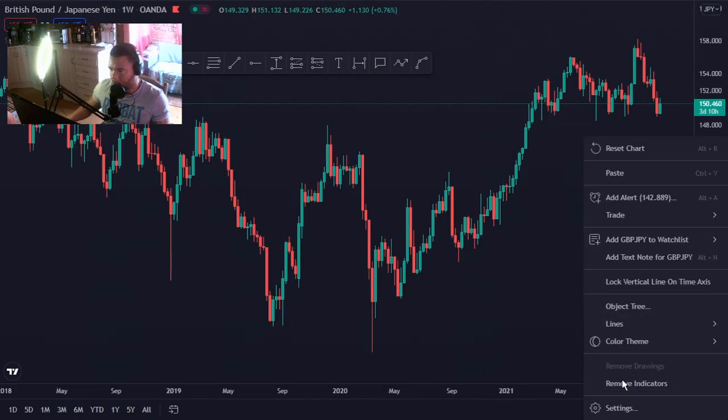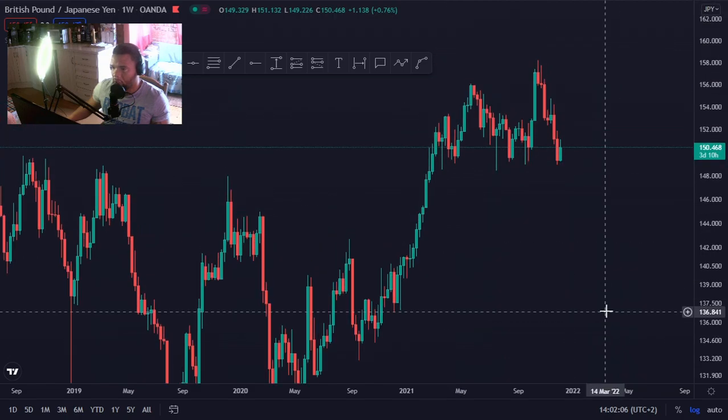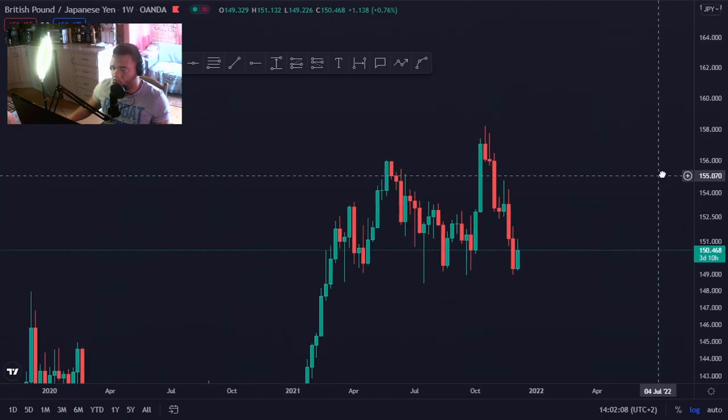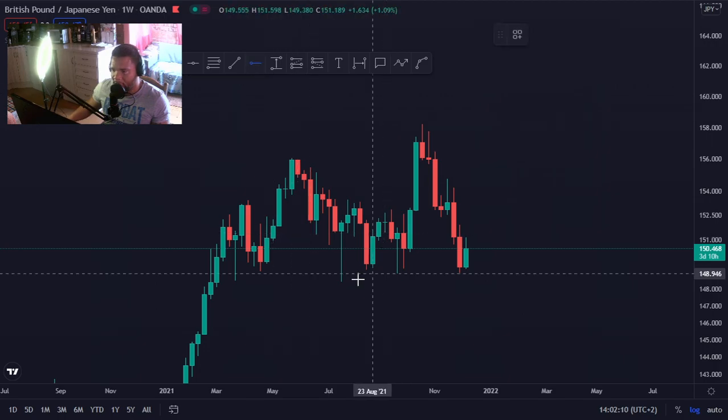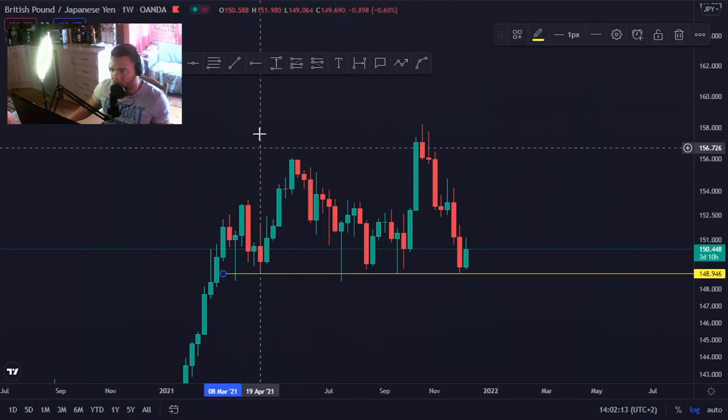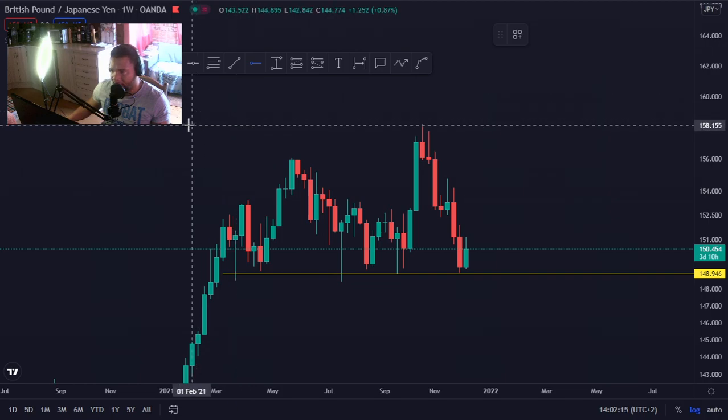Just clean it. Okay, there's no drawings on it. So what I could see on GJ overall market condition and behavior is that we are basically trading in between this low point on my weekly time frame and this high point.